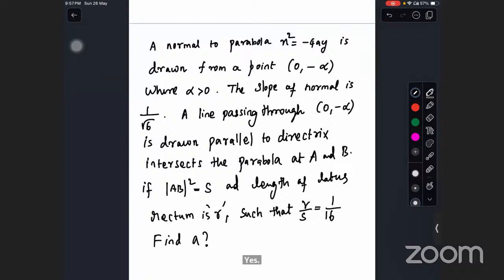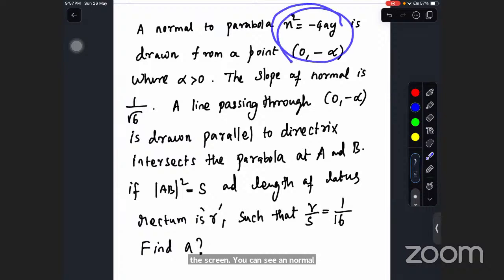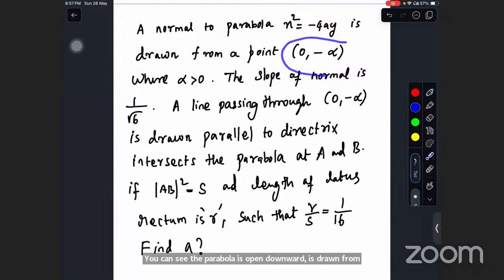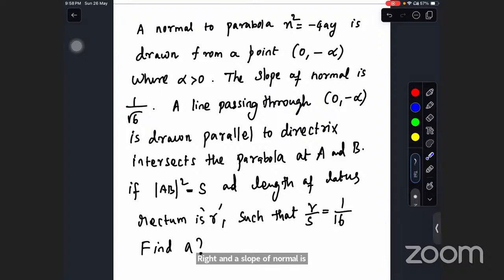Yeah, so we have a question from parabola. I hope all of you can see the screen. A normal to the parabola x square equals minus 4ay, which is an open downward parabola, is drawn from the point 0, minus alpha. You can see it is on the y-axis, where alpha is greater than 0, and the slope of the normal is 1 by root 6. So they have given the m value directly.